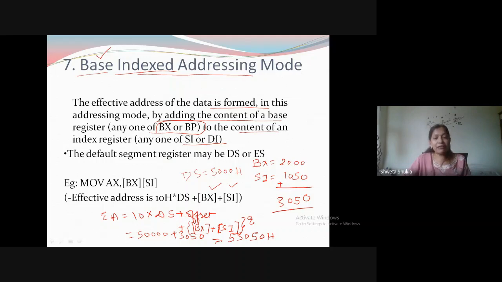So this is how we find the effective address. And just remember, with the help of addressing modes, addresses are formed on the basis of how many ways you can address it. So this completes the addressing modes of 8086.